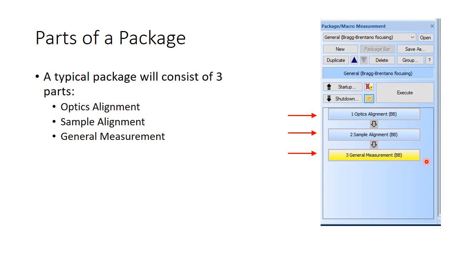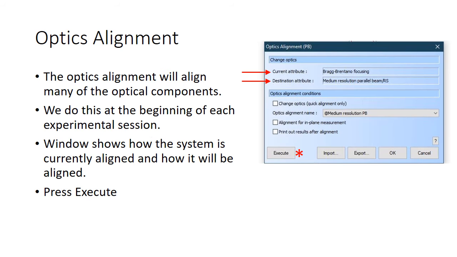And so you can see we selected the Bragg-Brentano geometry, and we have an optics alignment, a sample alignment, and a general measurement. And these are the three common parts of the experiment that we always run. And so let's walk through all three of these. To get started, we're going to start with an optics alignment.